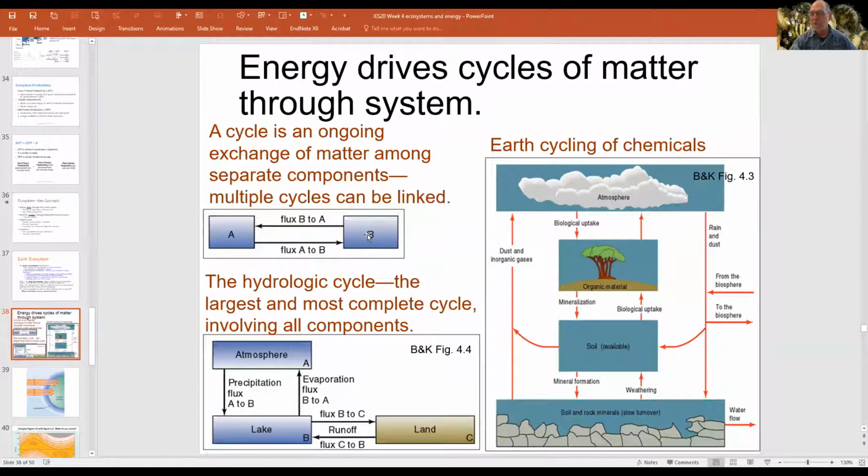So this is an open system. It's at equilibrium. So there's a flux from B to A and a flux from A to B, and these are equal. Both systems retain their relative size.